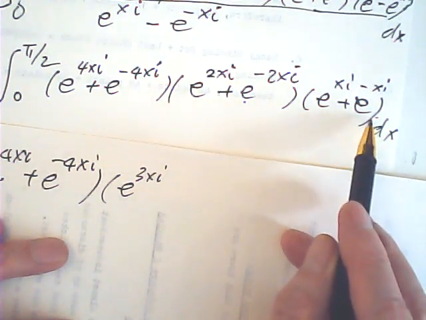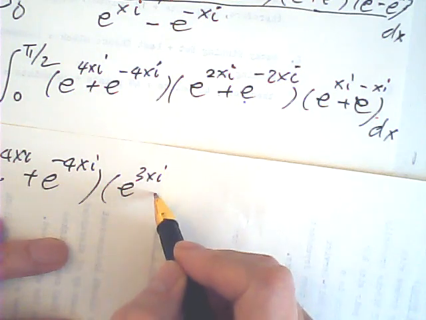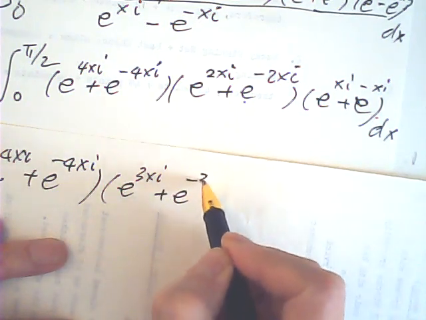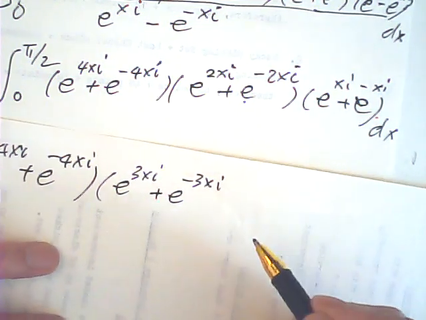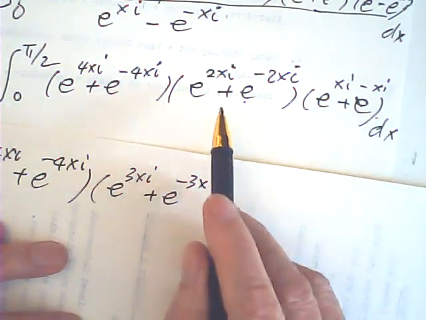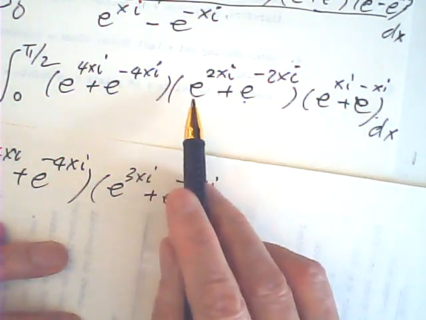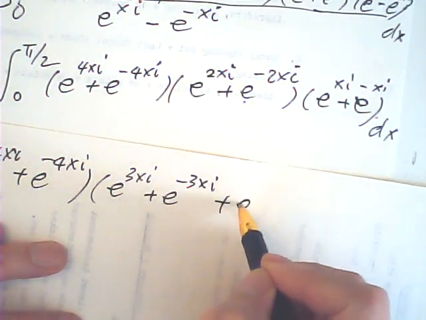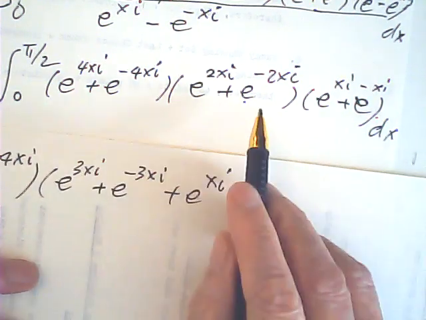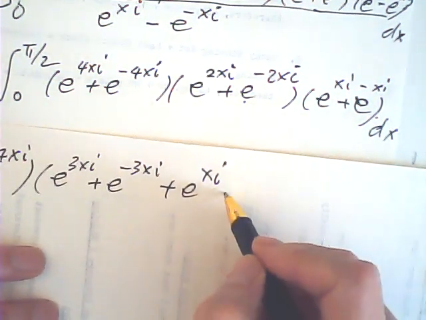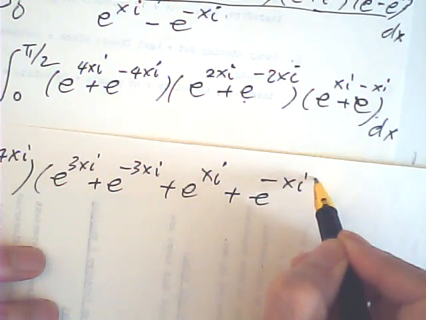This one times this one is plus e to the negative 3xi. And this one times this one is plus e to the xi. This one times this one is plus e to the negative xi.